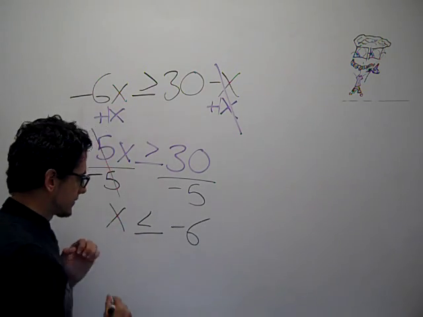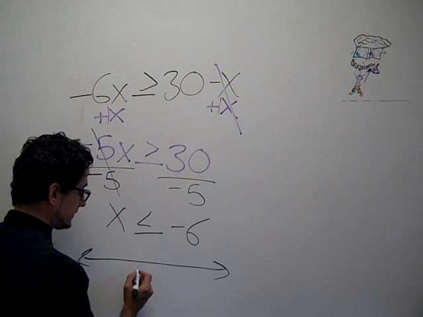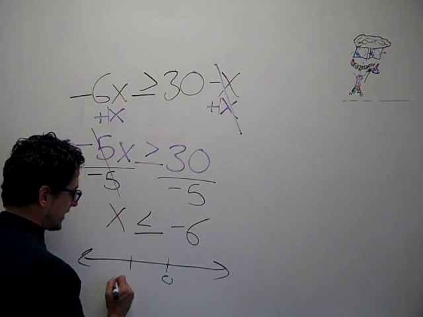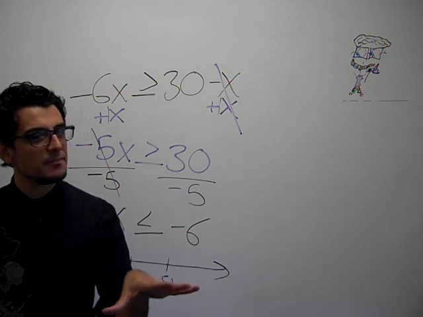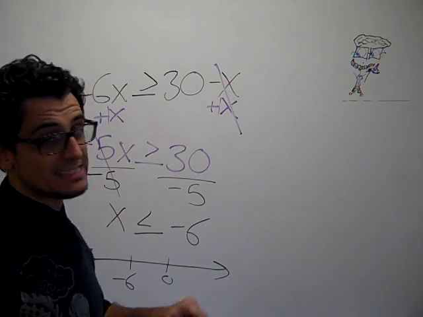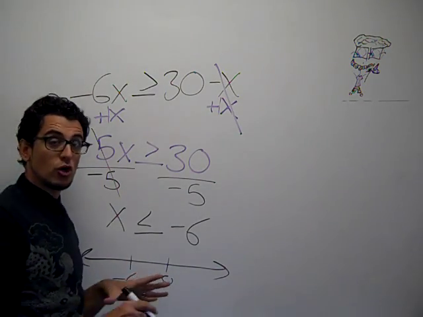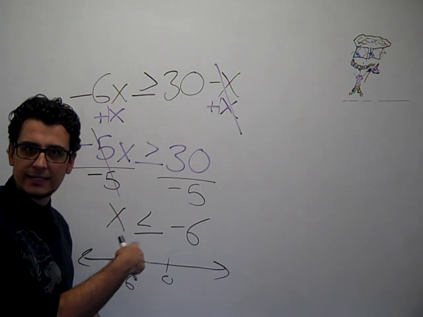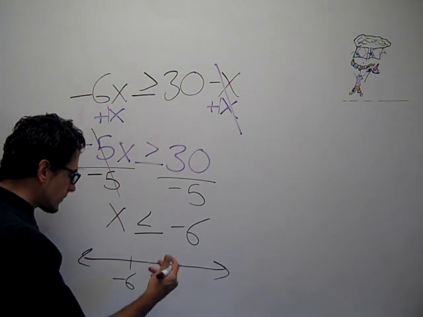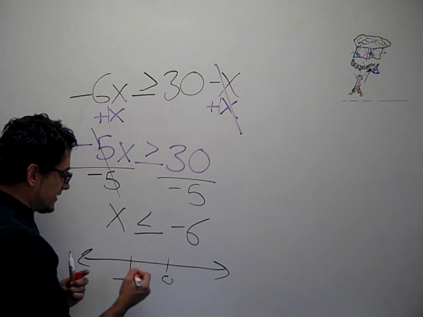Now we need to graph this. All right? So I need a 0, and I need a negative 6. And this time, x is everything less than negative 6. So, less than or equal to. I didn't see that line underneath. Oh my goodness. So I go ahead and mark negative 6.